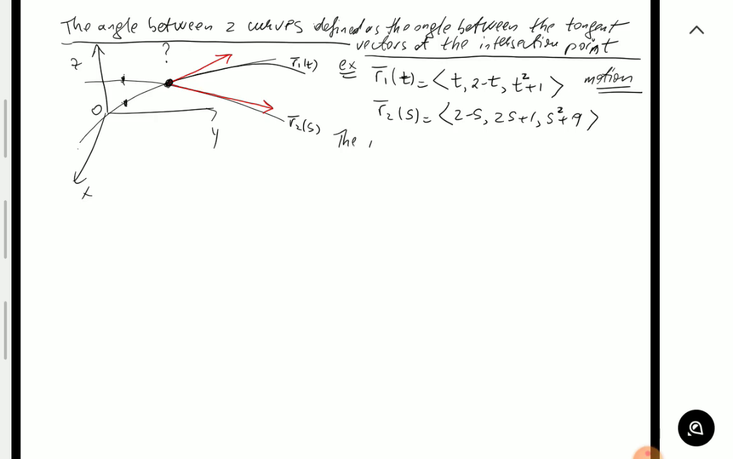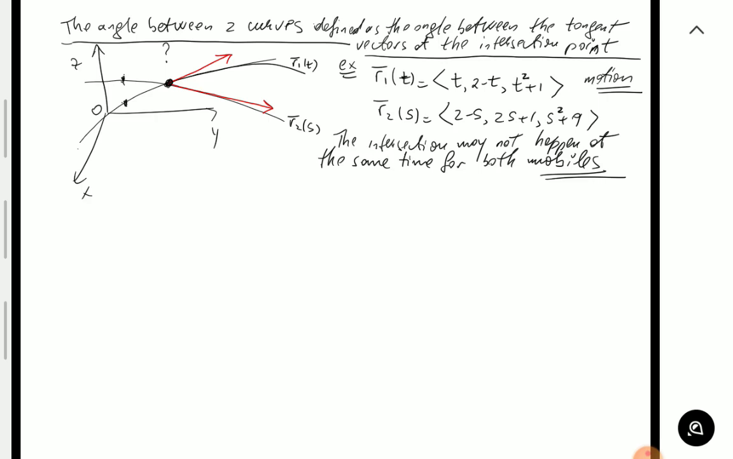The intersection may not happen at the same time for both mobiles, again if we use the analogy with mobiles on the curve. So when we figure out the intersection point, it shouldn't be a surprise that the intersection point corresponds to different parameter values.